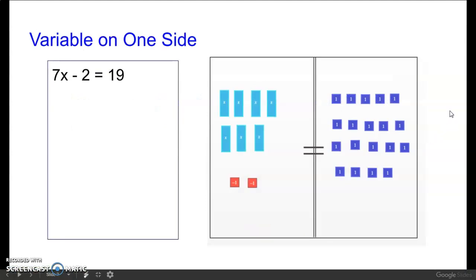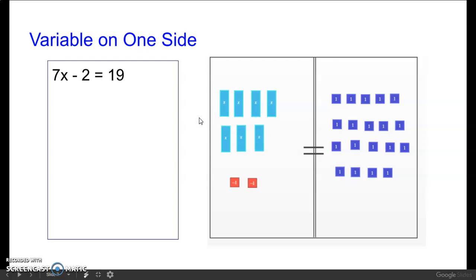All right, you can also see I've included a picture using algebra tiles. I'd like you to just think about the algebra tiles as a model of what's happening. I really want you to focus more on this right here in terms of actually solving for variables, but I'll be referring to this as a picture of what's going on.